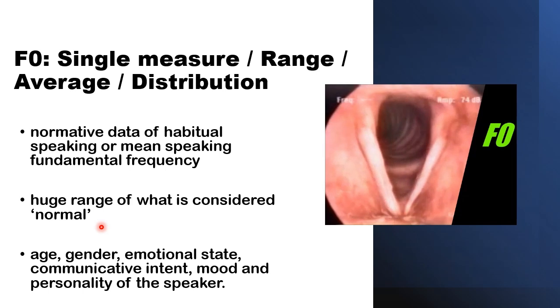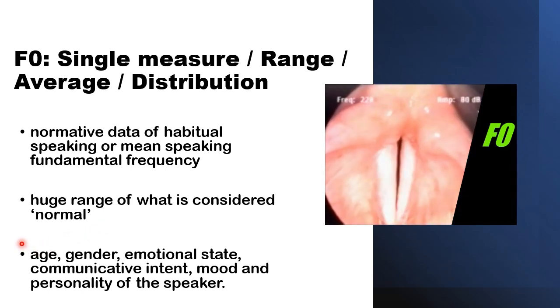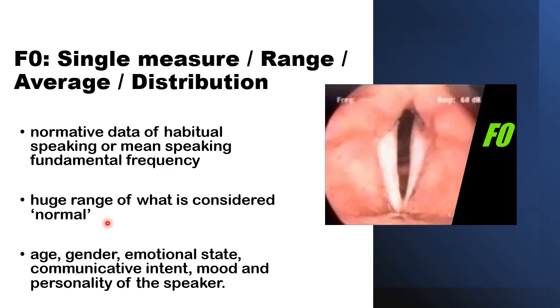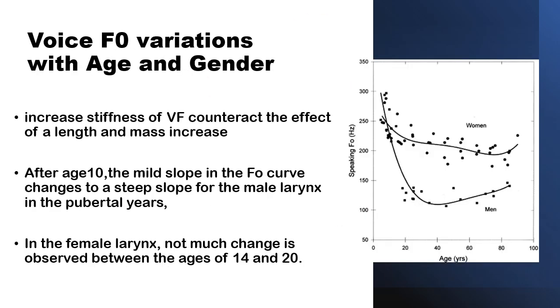There exists a huge range of what is considered normal because of changes in the fundamental frequency with age, gender, emotional state, the communicative intent, the mood, and the personality of the speaker. The changes in the fundamental frequency with age and gender can be partially explained by the changes that happen in the vocal folds in terms of opposing factors: increasing the stiffness of the vocal fold with time, and also the effect of the increase in the vocal fold length and mass with time. In children, the fundamental frequency is usually high with very short vocal folds and small vocal fold mass. With increasing stiffness, length, and mass, things start to change.